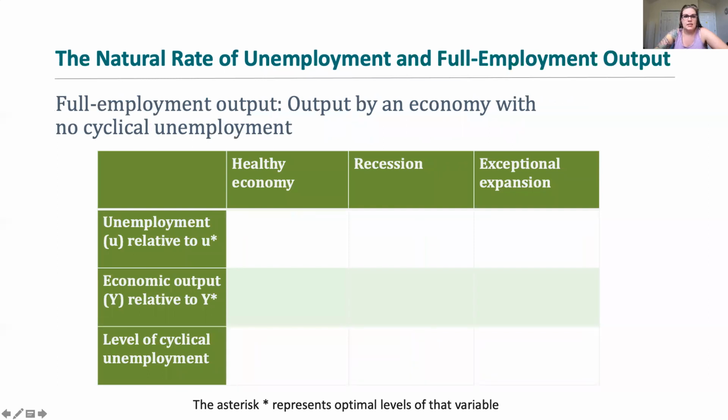So in this slide, anything that comes up with an asterisk, you can think as showing the optimal levels of that variable. So for example, here, in a healthy economy, the level of unemployment U is equivalent to the optimal level U star. Economic output Y is equivalent to optimal output Y star. And the level of cyclical unemployment is 0. So we're only dealing with unemployment due to frictional and structural unemployment.